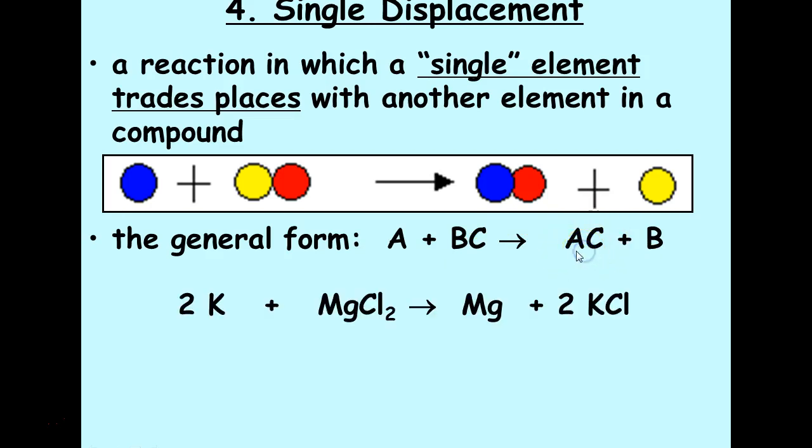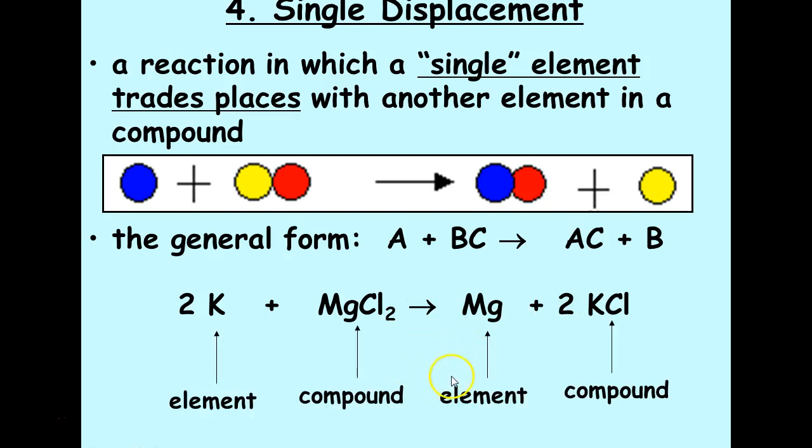Nice. And the example of that would be 2K plus MgCl2 yields Mg plus 2KCl. So K is potassium. You need to start getting familiar with these if you're not, especially the ones that have the weird symbols. K is potassium. So 2K plus MgCl2, that's magnesium chloride. After the reaction, however, you have an element over here by itself, and you have an element over here by itself, but it's not the same one. They've traded. They've swapped out.